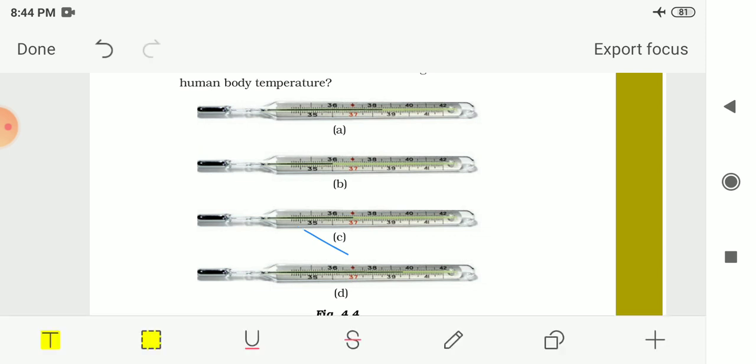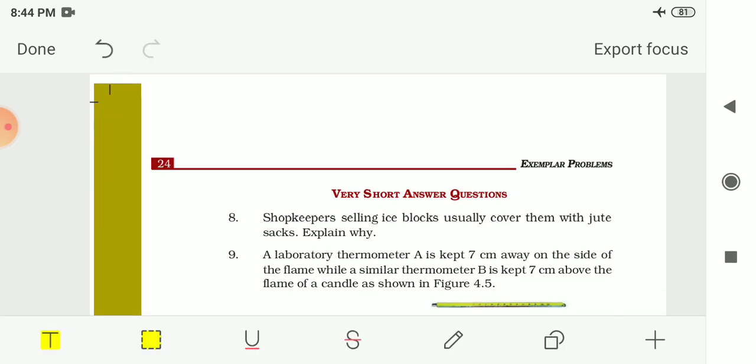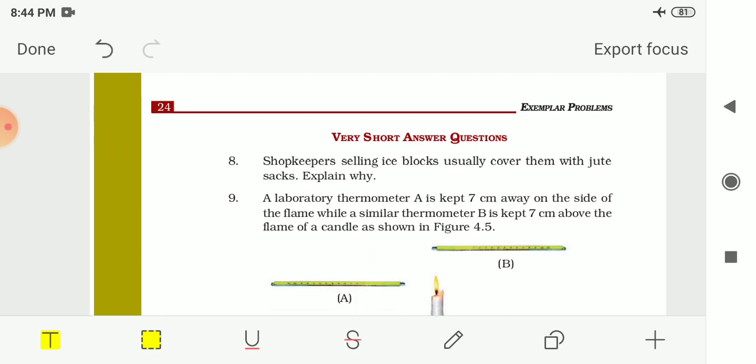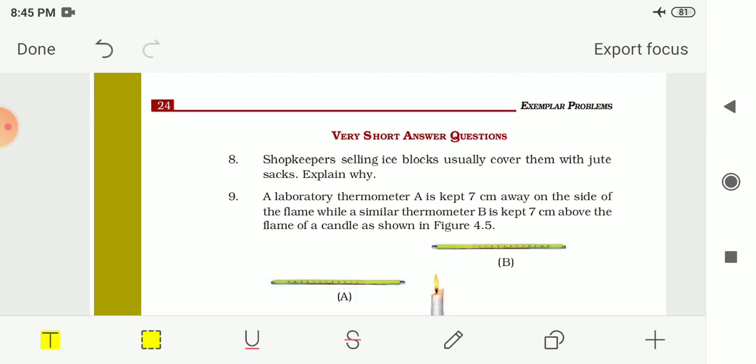Now next are very short answer type questions. The question is: shopkeepers selling ice blocks cover them with a jute sack. Explain why. Now this question's answer we will see with the answer solution.